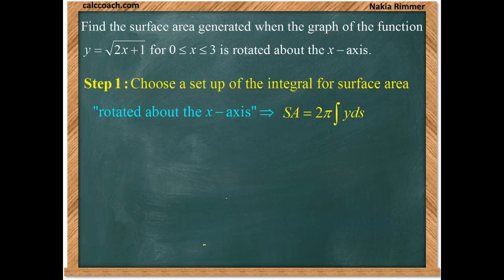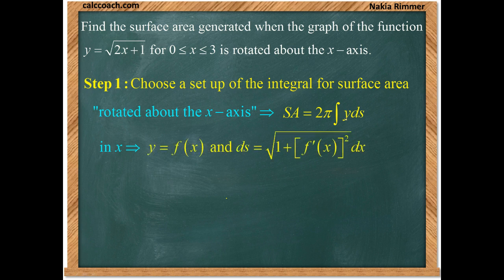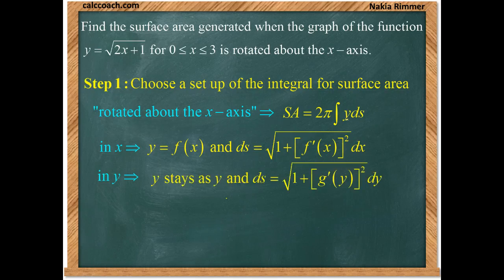It just depends on which variable you want to do it in. If you want to do it in x, that's perfectly fine. Then the y can't stay as a y. So y will become f of x, and then the ds part will be your normal square root of 1 plus f prime squared. And if you would want to do it in y, then the y stays as a y, and then the ds becomes the same version of it, but in terms of y.